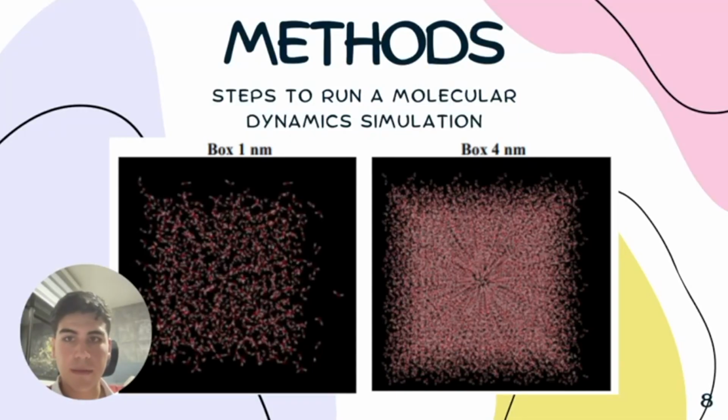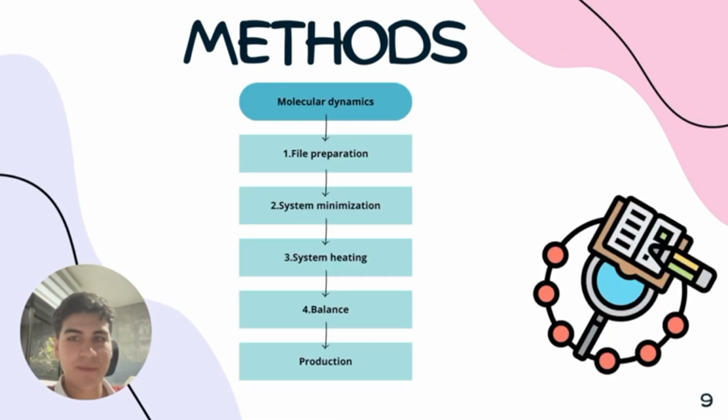Now we're going to talk about the methods used to run a molecular dynamics simulation, where we'll use both 1 and 4 nanometer boxes. In order to do a molecular dynamics simulation, first we need to prepare the files needed in the simulation and choose the mathematical and physical models to simulate the system. In this case, we'll use the model TIP3P for water molecules. Then we must minimize the system's potential energy, which will help us reduce errors in the simulation by eliminating the high potential energy between atoms.